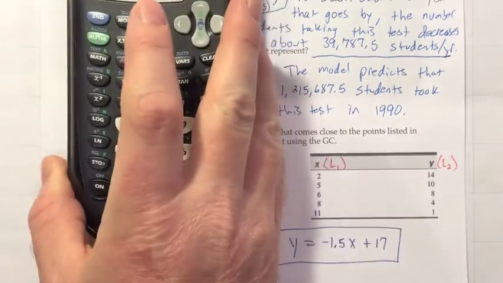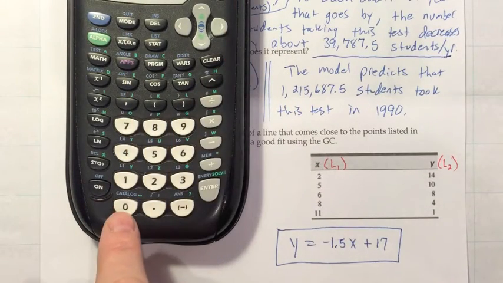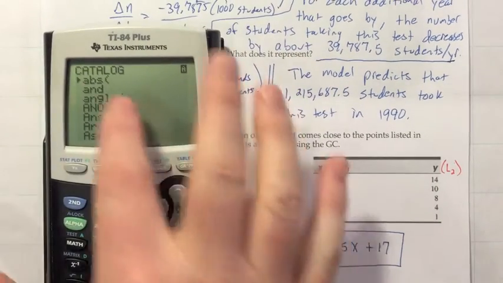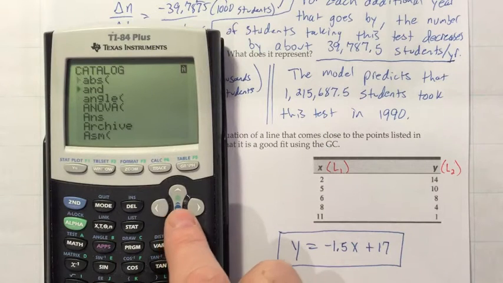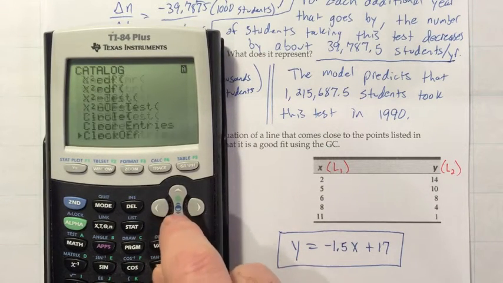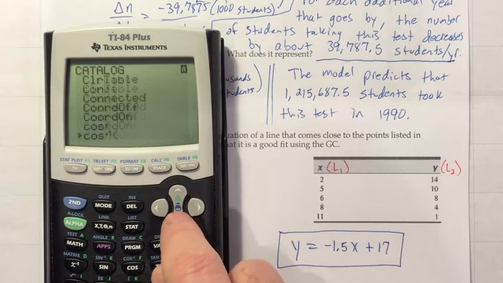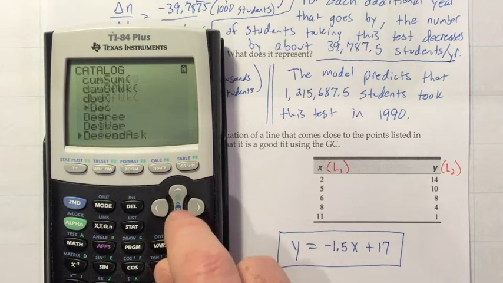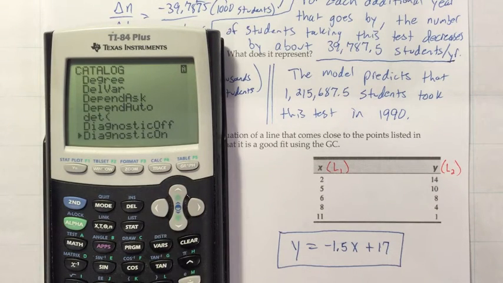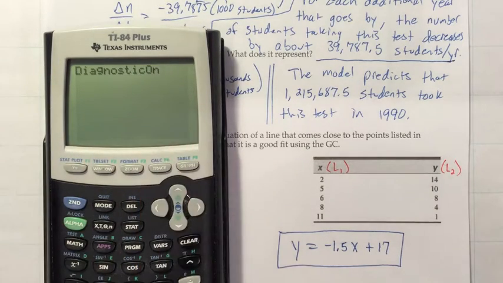So what we want to do is go down here to the catalog button above the 0 key. I'm going to hit second and then catalog, and you'll see that puts the catalog list up there, which is in alphabetical order. We're looking for something called diagnostic on, so I'm just going to arrow down until I get to that diagnostic on, and then I'm just going to press enter right there. I'll put it on my home screen. I'm going to press enter again, and it'll say done.